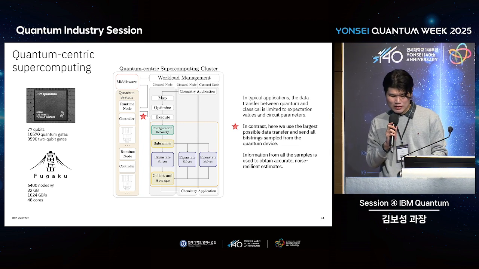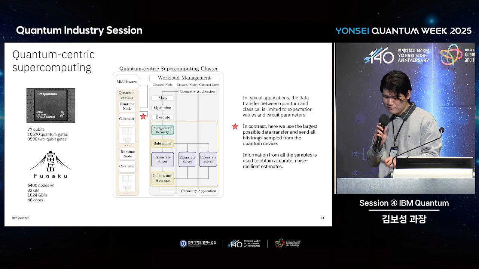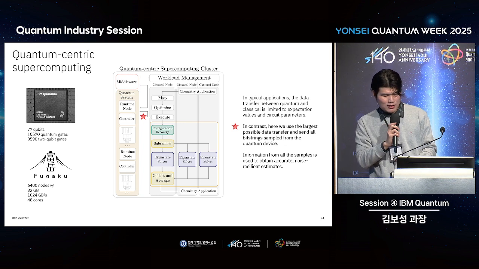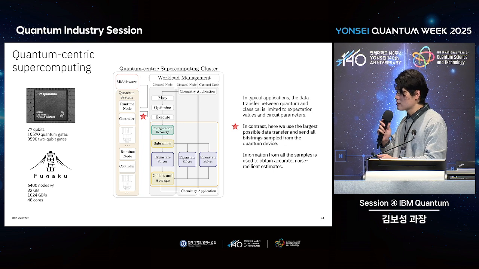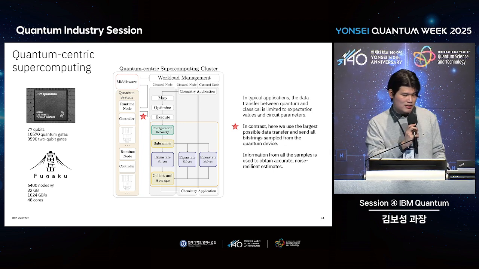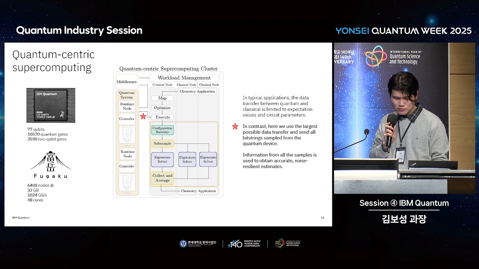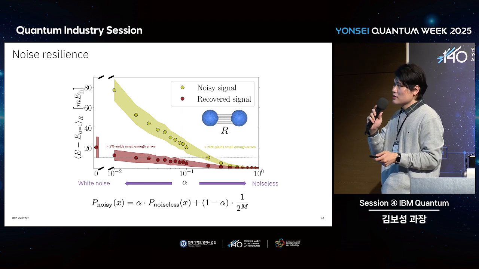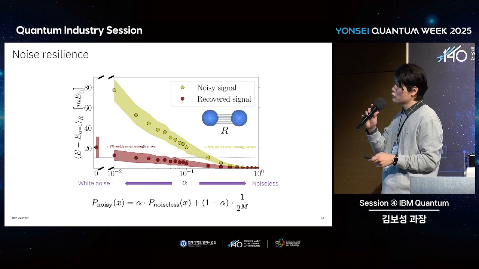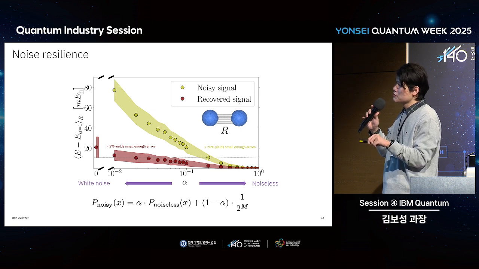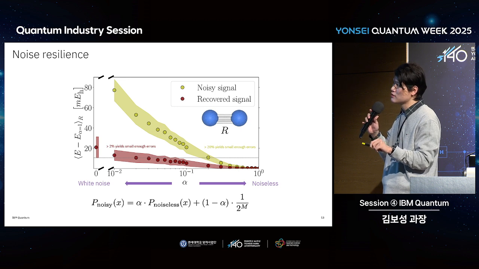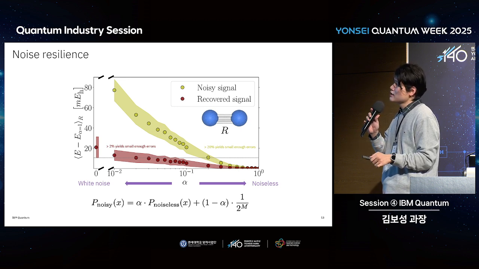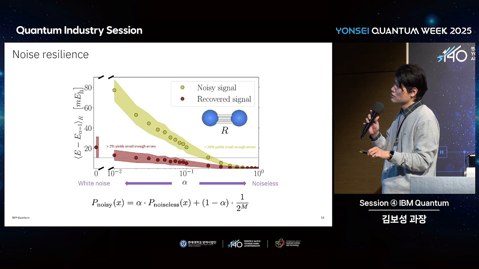And now we have all this information about the samples. We are obtaining much better, more accurate and noise-resilient estimates through this. So skipping one slide and looking into the performance of noise resilience, we can see that before we apply SQD, we are looking at this N2 molecule. And here, the noisy signal of this whole experiment looked like this, the green or yellow line.